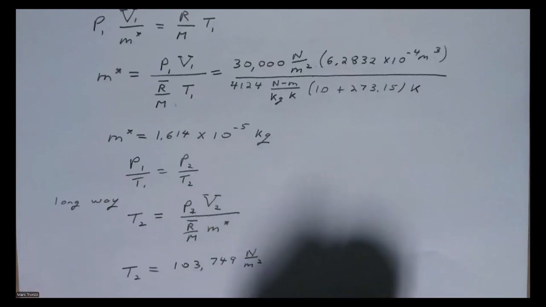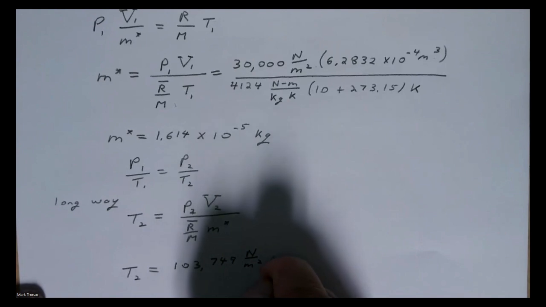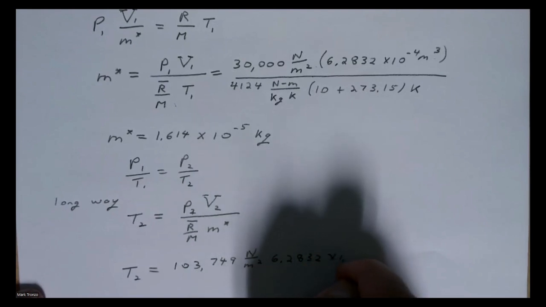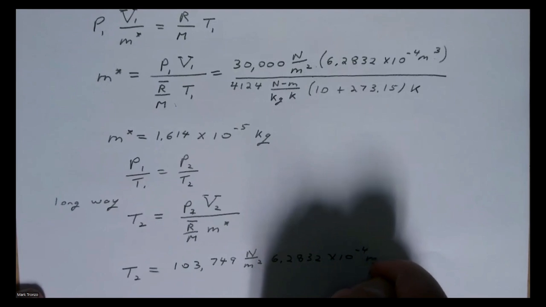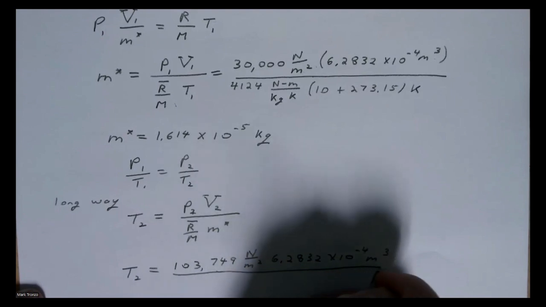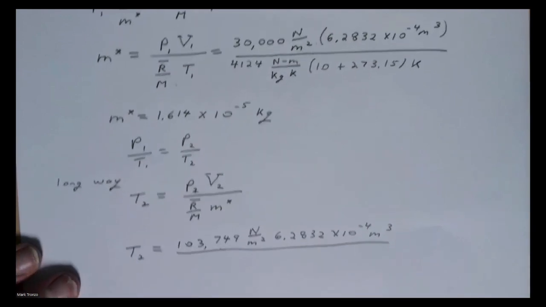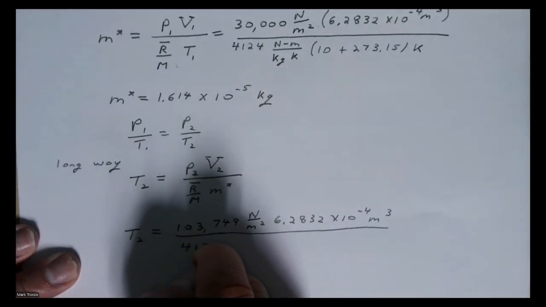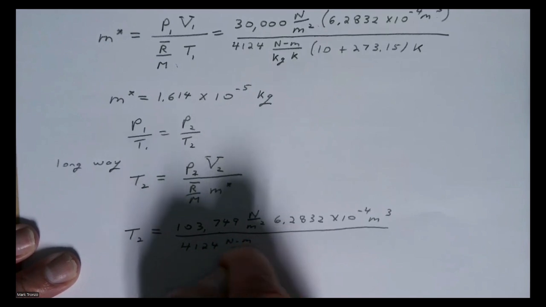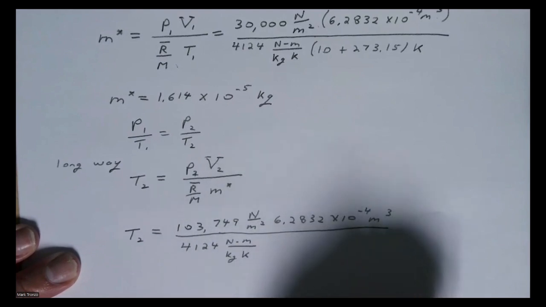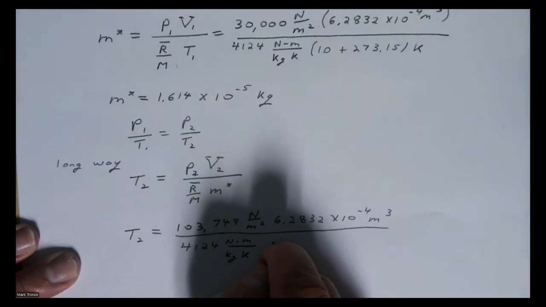And the volume is going to be the same for state 1 and state 2 because we're just finding the point at which it's lifting off the stops. And then R over the molecular weight is going to be the same as before. That was our 4124. And then finally, our mass we just found up here.